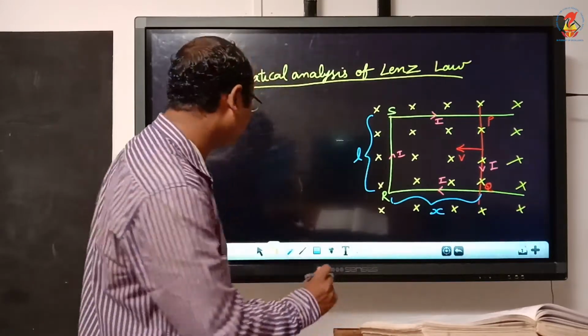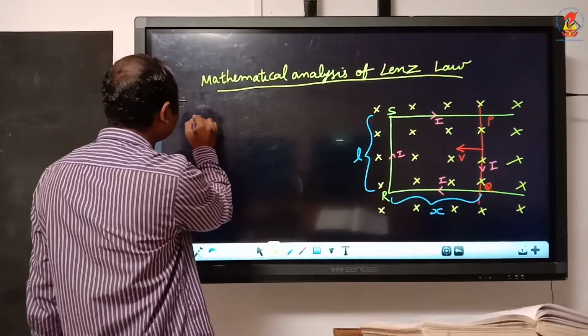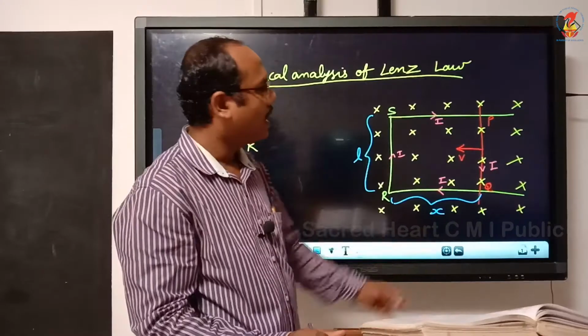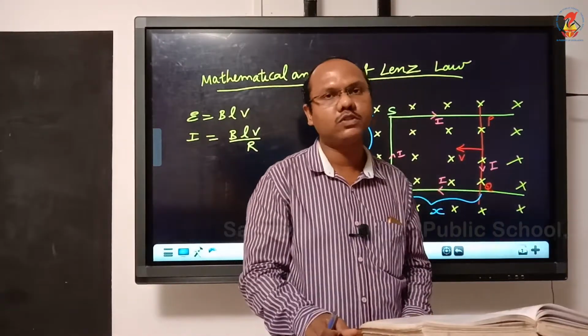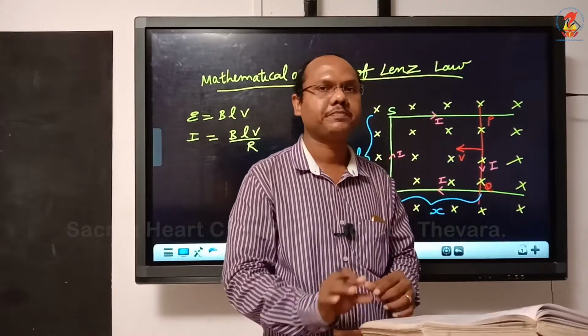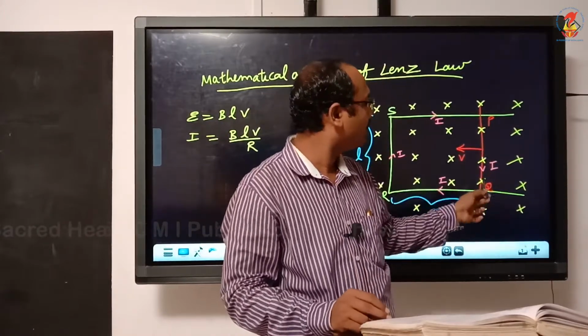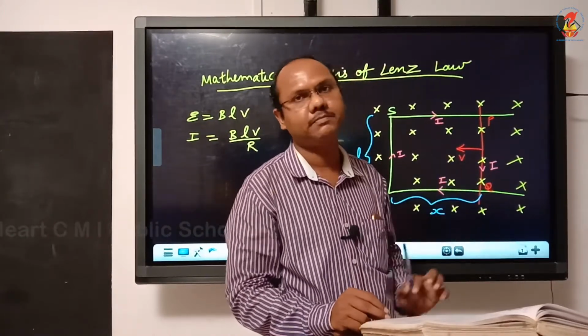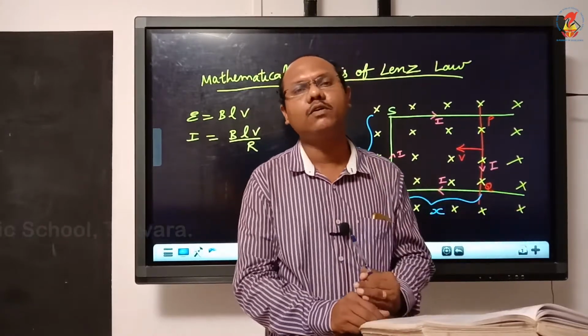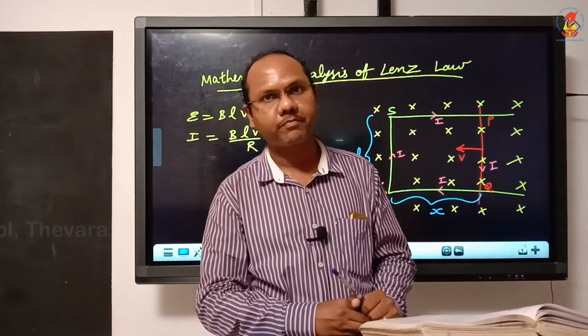And from this figure, we got the expression for the EMF as E is equal to BLV, and the induced current I is equal to BLV divided by R. And we got the direction also for the induced current. Now, this conductor PQ is moving towards left. It is actually a current carrying conductor moving in a magnetic field.